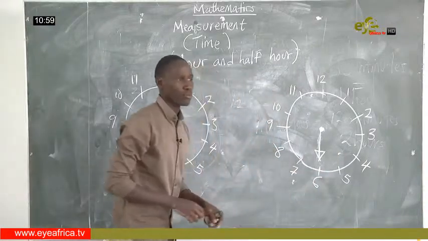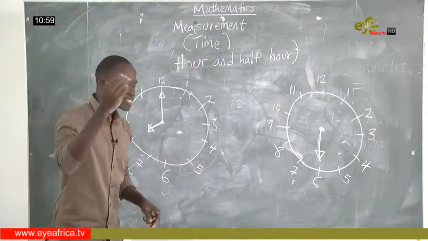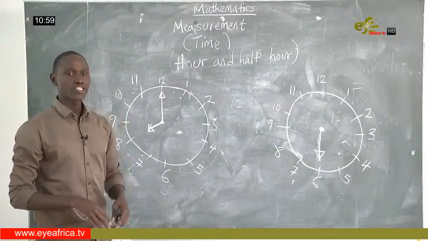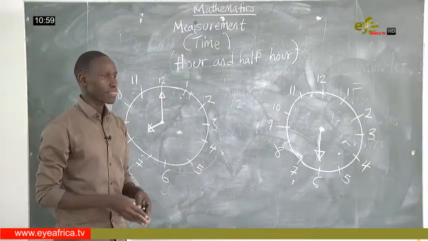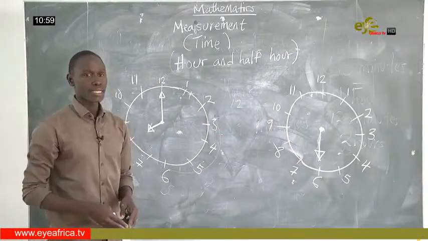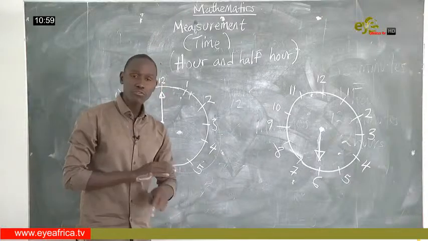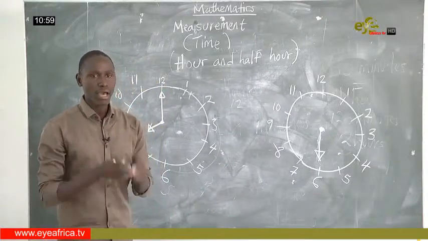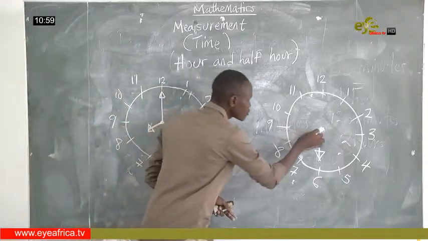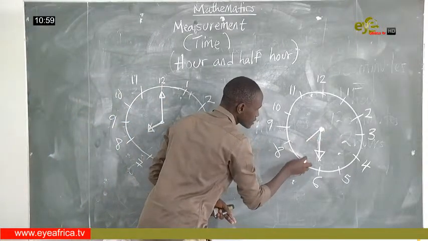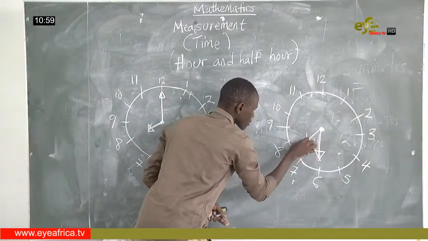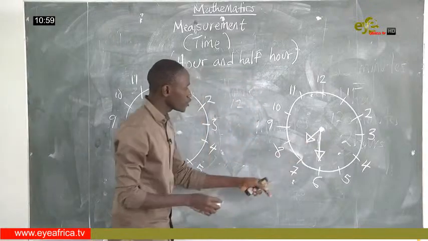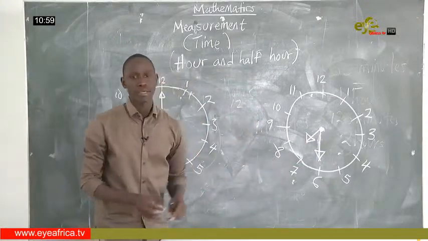Face directly at number 6, while the shorter hand is between number 7 and number 8. This shorter hand does not face directly at a particular number, but is between number 7 and number 8. So we will make sure that our shorter hand faces directly between number 7 and number 8.